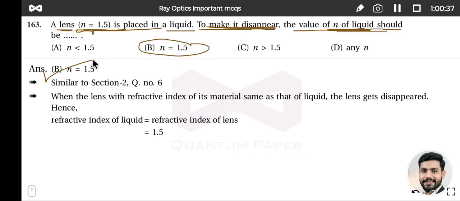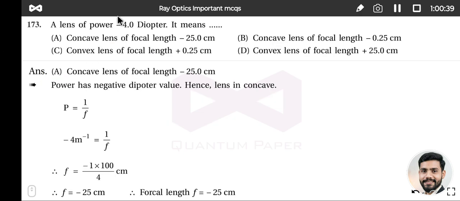Look at the next one. The next question is a lens of power -4 diopter. Power is given as negative, which means it is concave. So option C, convex, is wrong. Option D, convex, is also wrong. Power is negative means it must be a concave lens.